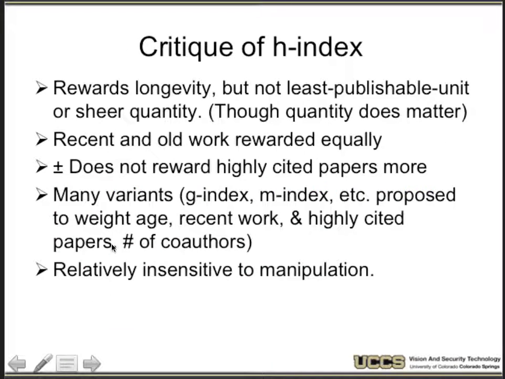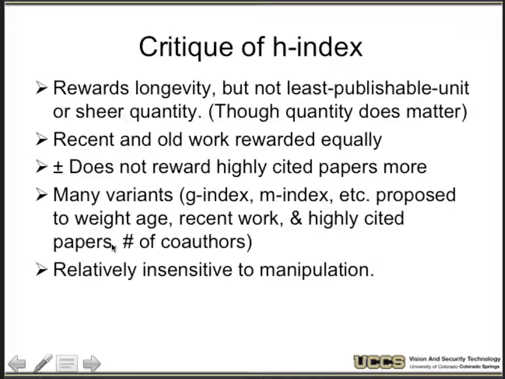So some of the problems with the H index: it rewards longevity. So old folks like me have a higher H index just because I've had lots of papers. But it doesn't really reward least publishable units or sheer quantity because it doesn't really matter. Although quantity does matter because the more papers I have, the more I have a chance of having good work, which has been shown to be the best predictor of quality for overall publications is quantity. Recent and old work are regarded equally, both plus and minus. It doesn't reward highly cited papers more, so if you have a mega hit with 10,000 citations, it's only one paper in your H index, so it doesn't have as much.